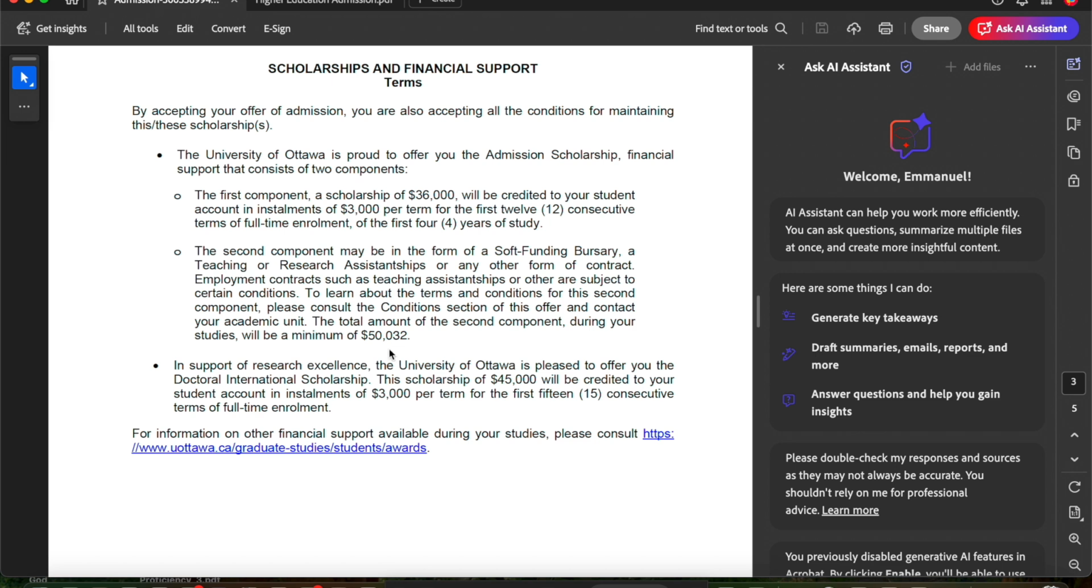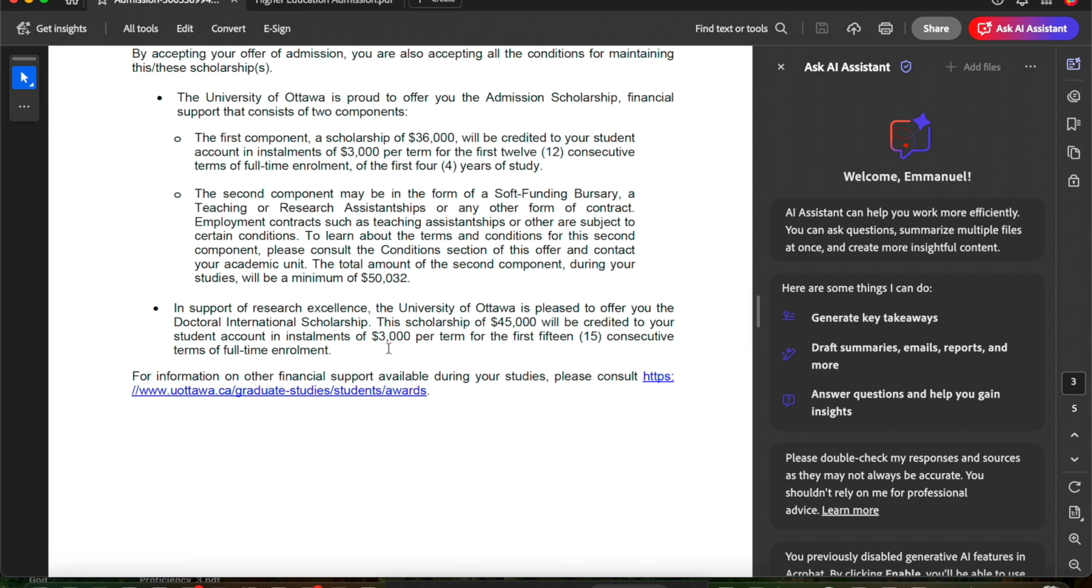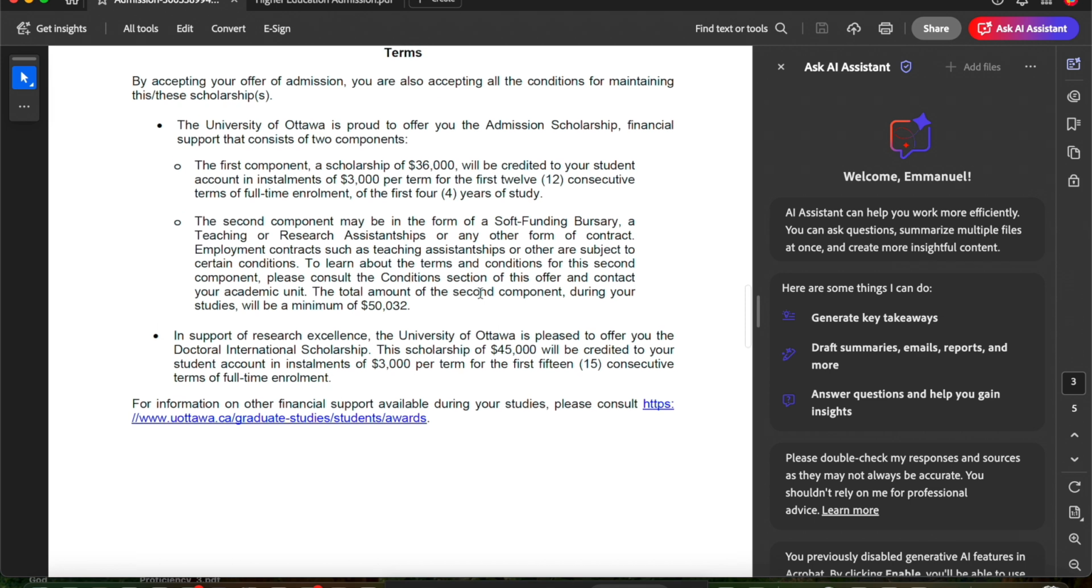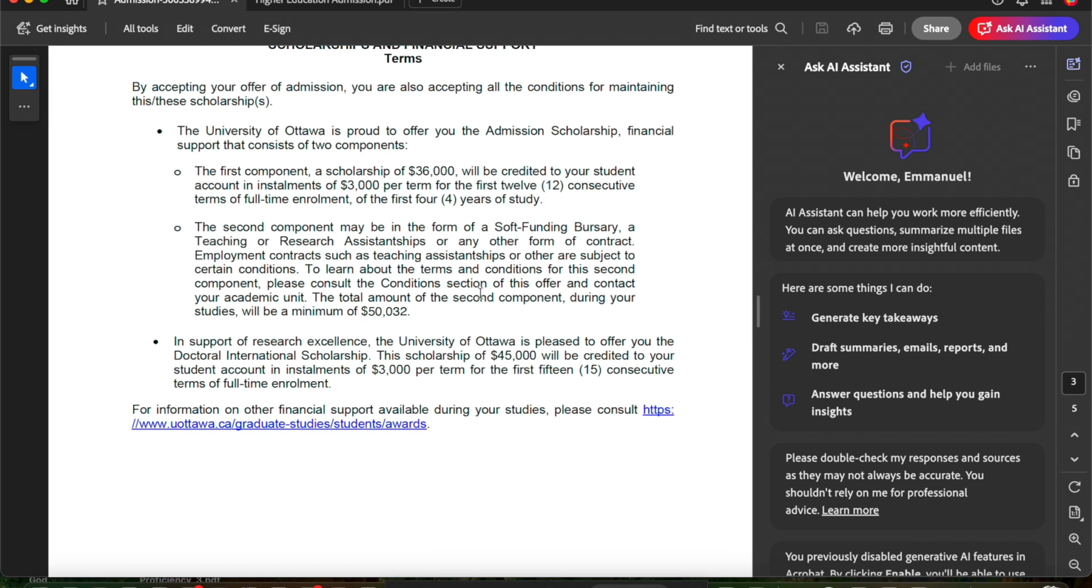Apart from that, the University of Ottawa also gave me a scholarship in the form of doctoral international scholarship, which was 45,000. So in total, for my PhD in economics, the University of Ottawa considered me for almost 137,000 in scholarships. And this covered my full tuition and my living expenses, basically. So the first component is an international merit award, given to me in the form of scholarship. All of them are scholarships.